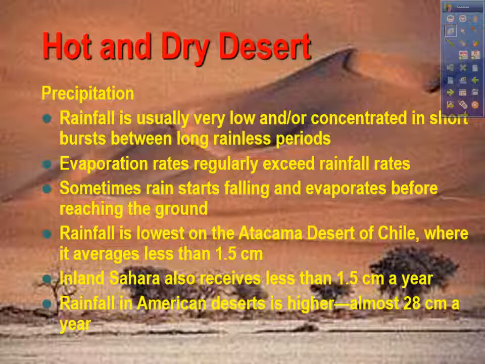Everything is rapid, like I said, in deserts. So you get a lot of rainfall all at once and then nothing for months. So because it's so hot and dry, evaporation is extremely high and therefore exceeds the rainfall. A lot of the time the rain will evaporate before it hits the ground. The lowest place in the world for rainfall is the Atacama Desert in Chile. The Sahara is also very, very low. And then American deserts are not as dramatic, as excessive as that. We're at about 28 centimeters a year.